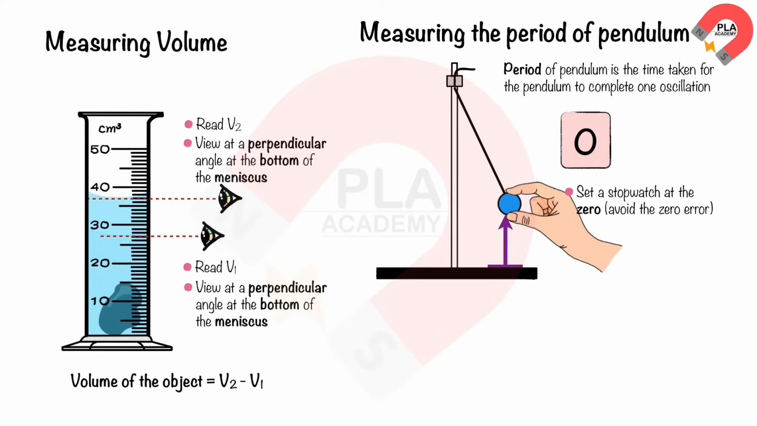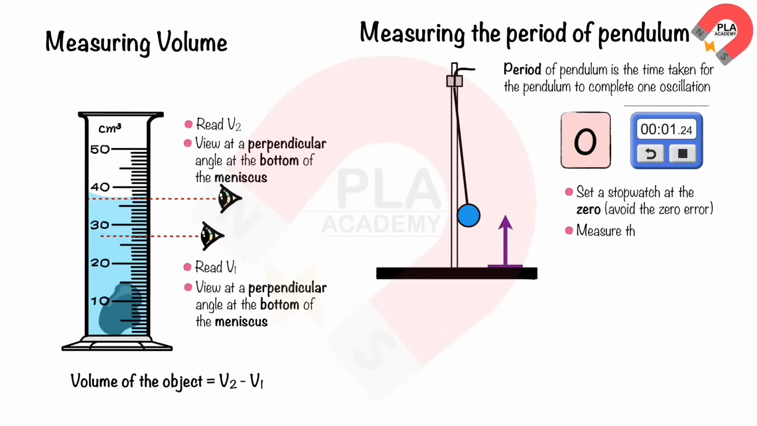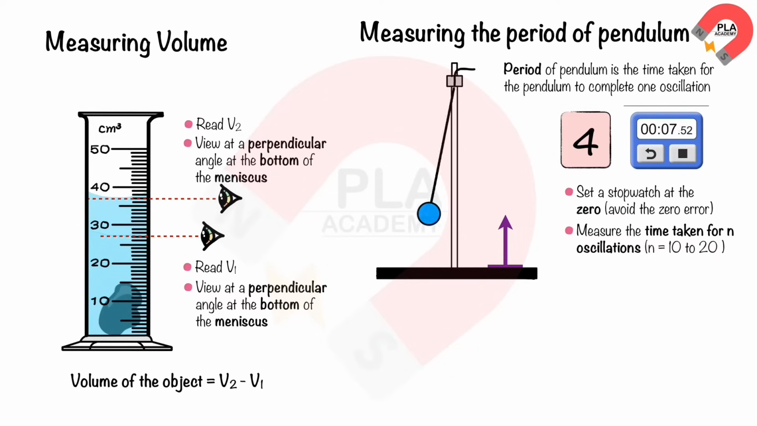Set a stopwatch at 0. Measure the time taken for the ball to complete n oscillations with a stopwatch, and n should be about 10 to 20 oscillations. In this experiment, n equals 10 oscillations.